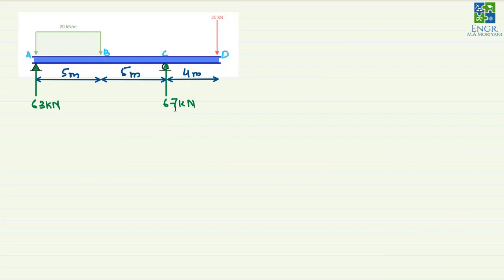Alright, so once we know the support reactions, now we can easily find out the shear force and bending moment diagram. So in order to draw the shear force and bending moment diagram, first of all, we are doing this with the method of equation. In order to find out the shear force and bending moment diagram with the method of equation, we have to divide this beam into different regions, and we have to divide this in such a way that for each region we can use one equation that will be representative of that region.